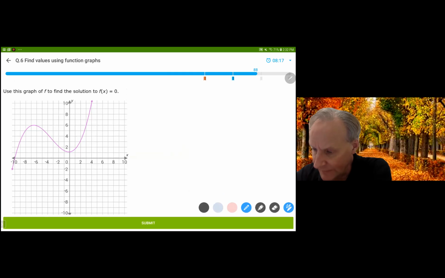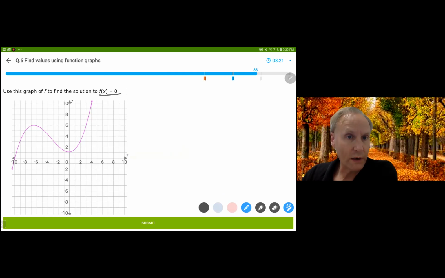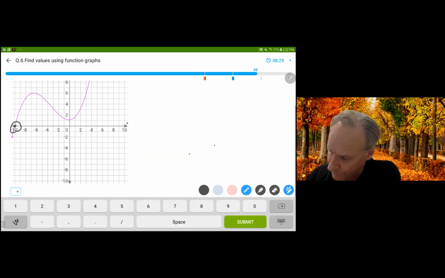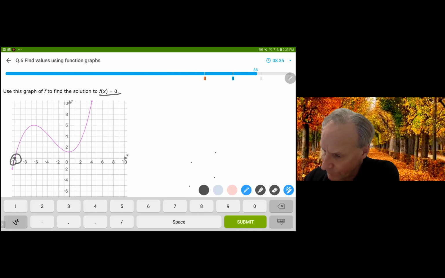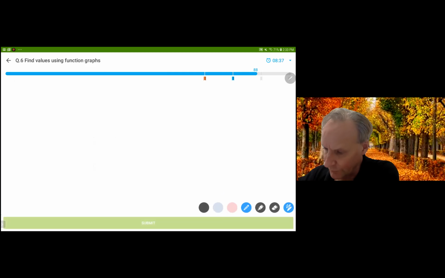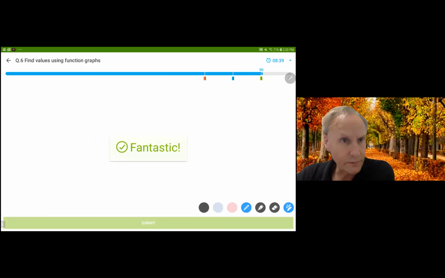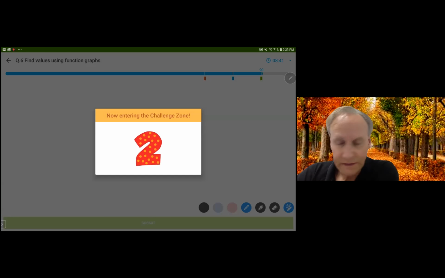Use this graph of f to find the solution of f of x equals 0. Well, where does y equal 0? Well, that's x equals -10, isn't it? It's right there. See it? See that? We wanted to find the x value. All right, looks like we're getting there.